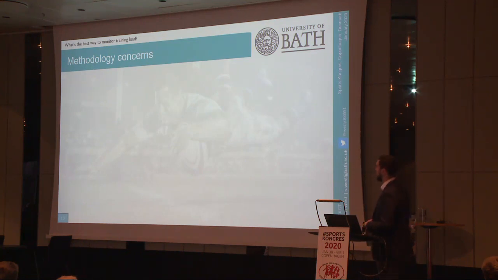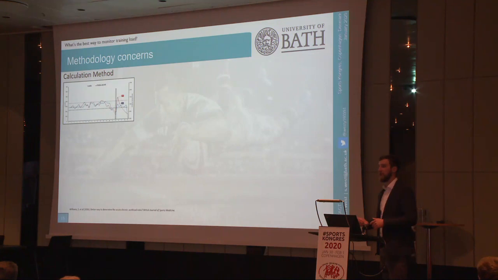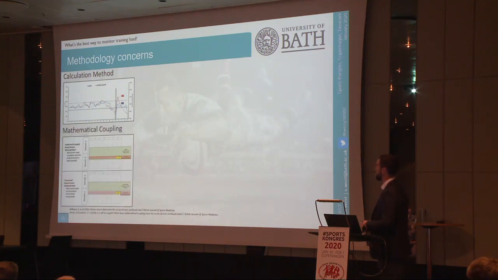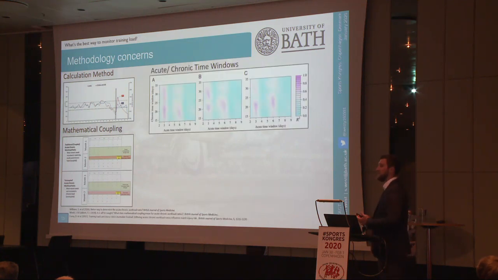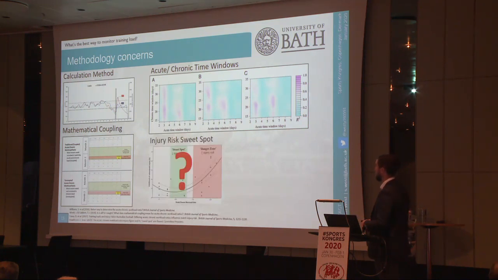But essentially the things to look at here are things like the calculation method. So are you using rolling or exponentially weighted averages? Things around mathematical coupling, selecting those acute and chronic timeframes to actually apply this over, and then, as Alan has kind of covered already, whether this sweet spot for injury risk actually exists.